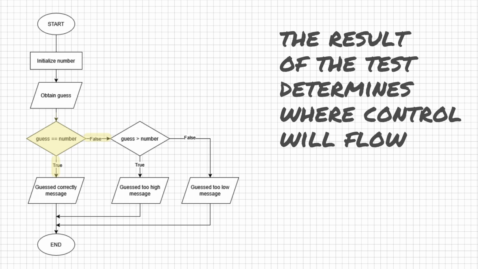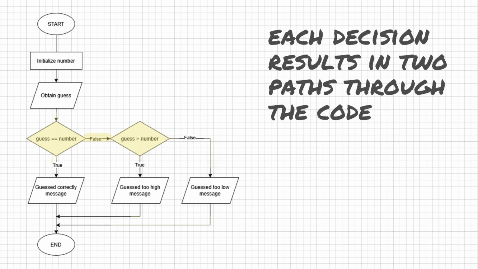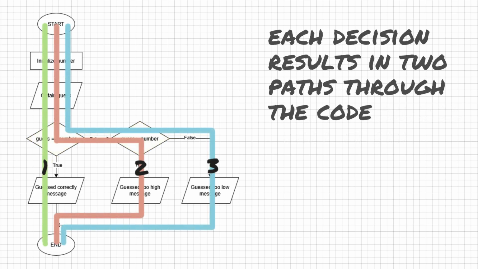In this example, if the test evaluates to false, we flow to another diamond, and another test with another 2 possible paths. The guess is too high and the guess is too low. In total, there are 3 different paths through this small program.